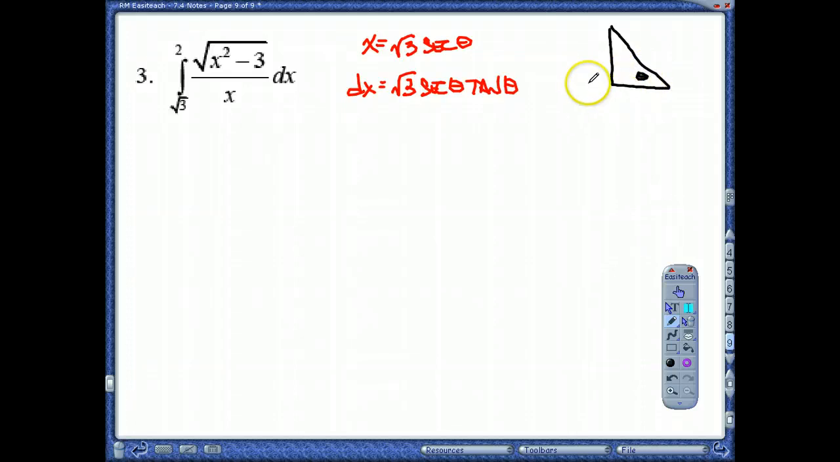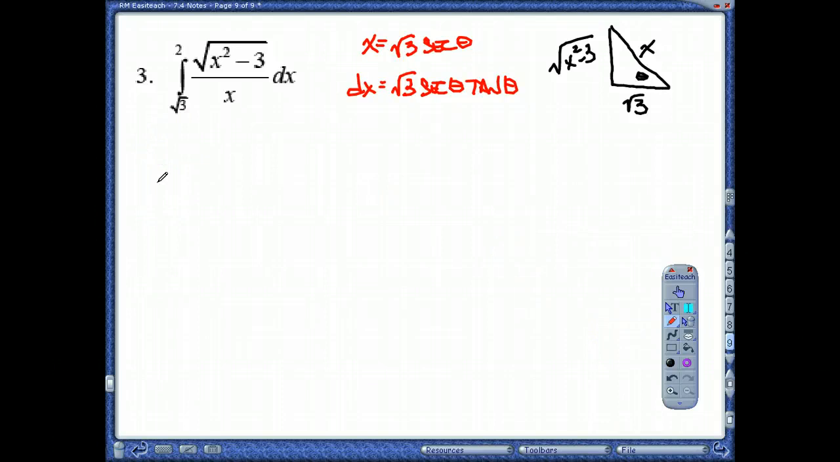Remember that theta is our x. So x over the square root of 3, x is the hypotenuse. The adjacent would be our square root of 3, and then this side is going to be the square root of x squared minus 3. All right, so we have that ready for substituting back.